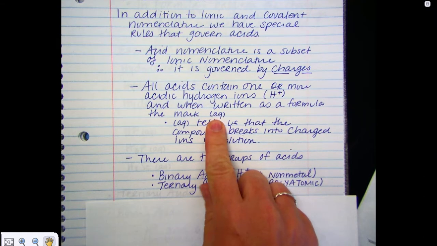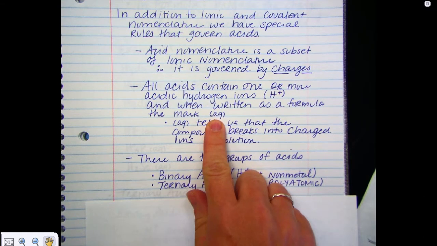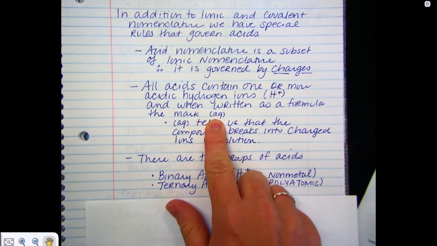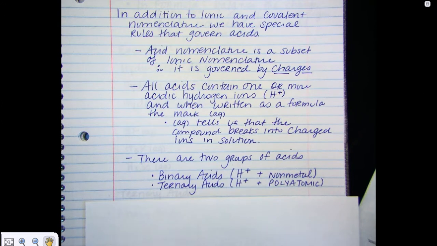If it's marked with an AQ, it is an acid. You would treat it as an acid. You would use the rules of acid nomenclature that we're getting ready to go over. If it is not marked with an AQ and it's hydrogen with something above the stairs, then it's just a covalent compound. So you have to really pay attention to whether or not there's an AQ there.